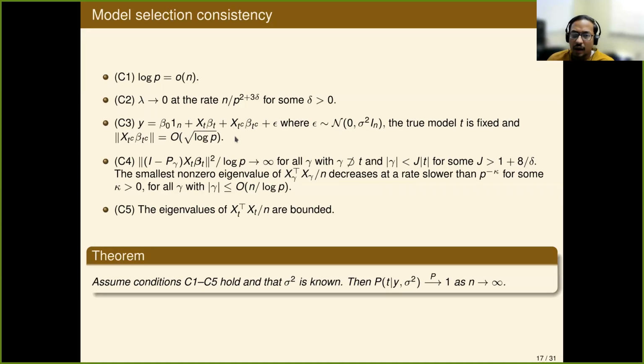And we assume that the model is somewhat misspecified relative to our prior expectation. So we assume that there is this true model t. The response is the intercept plus the effects of the true variables. But there is also a small effect of the unimportant variables, the model T complement. The L2 norm of x t complement times beta t complement can go to infinity, but at a rate of big O of square root of log p. So the model is somewhat misspecified, because in the prior we assume that the coefficients of the unimportant variables are exactly 0, while the true model needs to have a bit of effect, so that we are able to capture that.